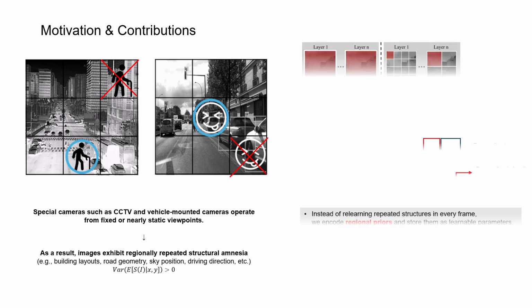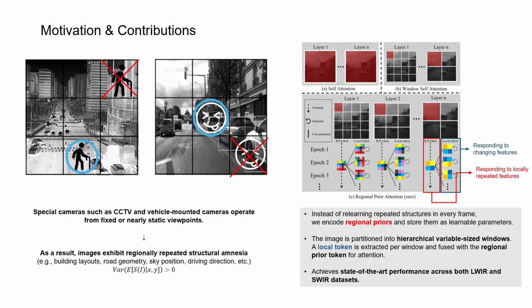Our key idea is simple, yet powerful. Instead of relearning these repeated structures, we encode them as regional priors and store them as learnable parameters to guide the super resolution process.